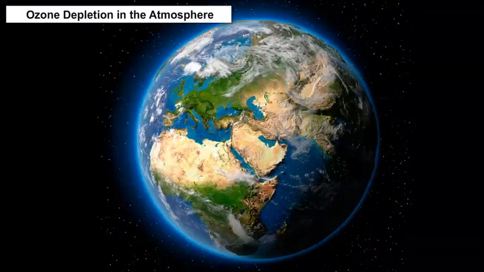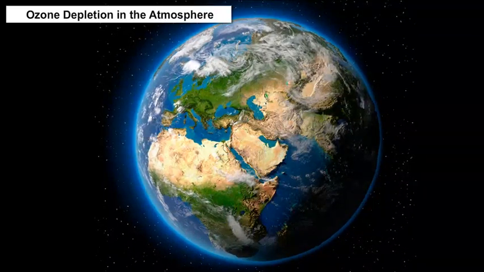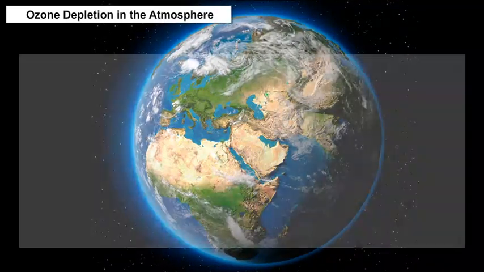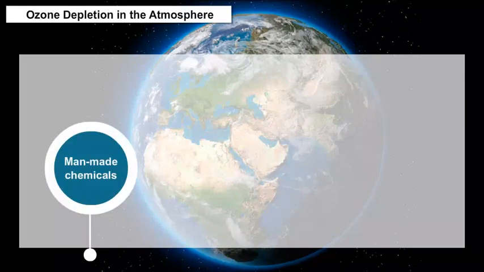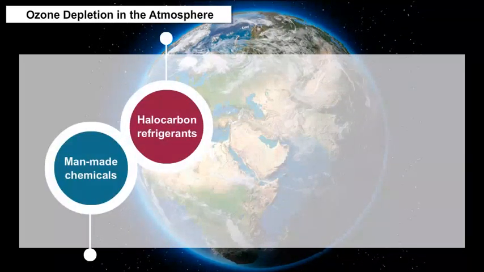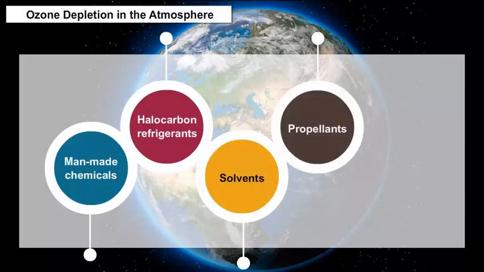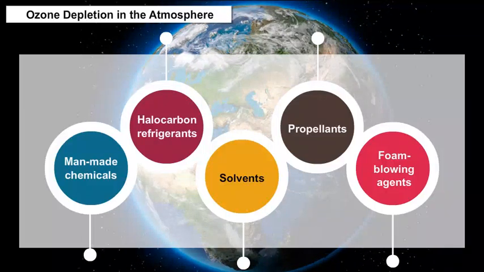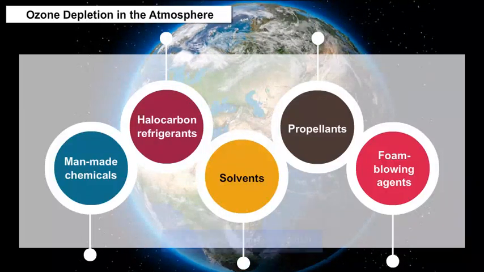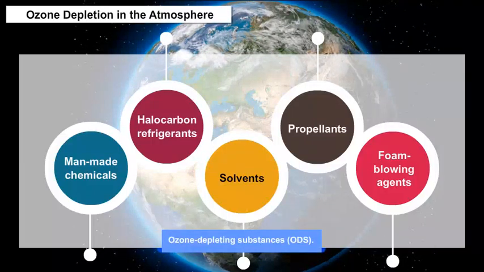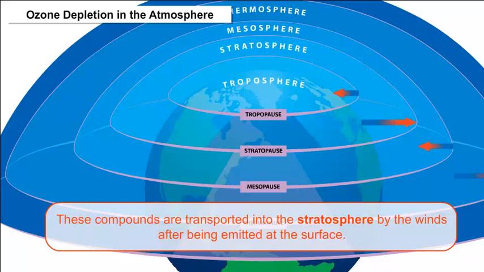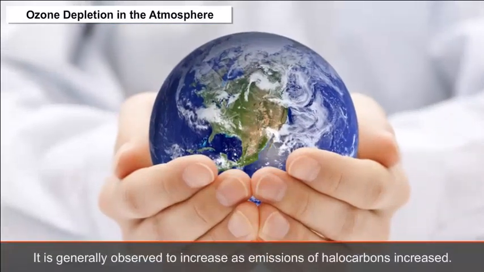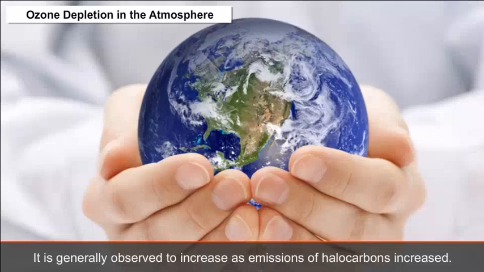Ozone depletion in the atmosphere. The main cause of ozone depletion and the ozone hole is man-made chemicals, especially man-made halocarbons: refrigerants, solvents, propellants, and foam-blowing agents, chlorofluorocarbons (CFCs), HCFCs, and halogens, referred to as ozone-depleting substances, ODS. These compounds are transported into the stratosphere by the winds after being emitted at the surface. Ozone depletion is generally observed to increase as emission of halocarbons increased.